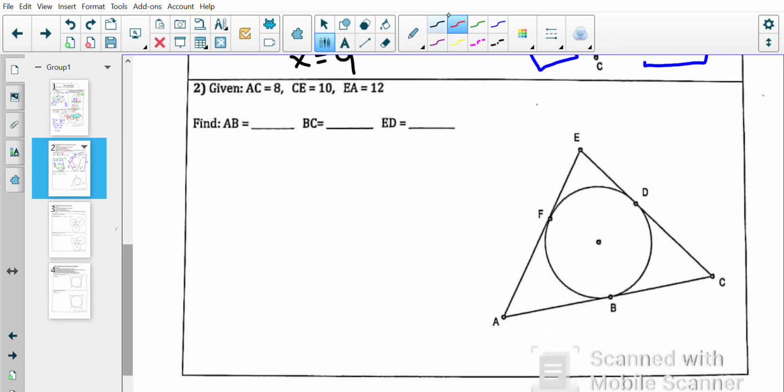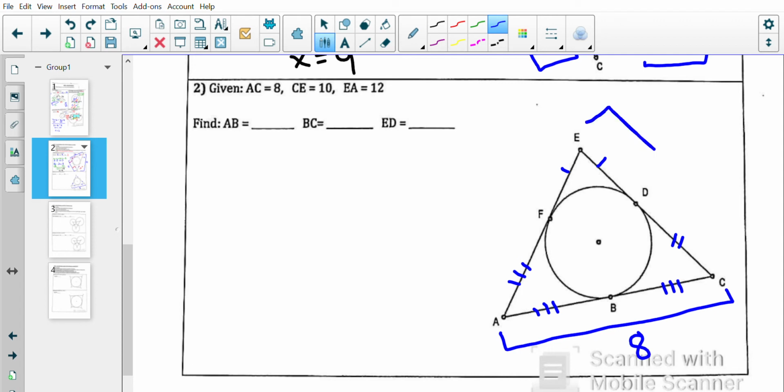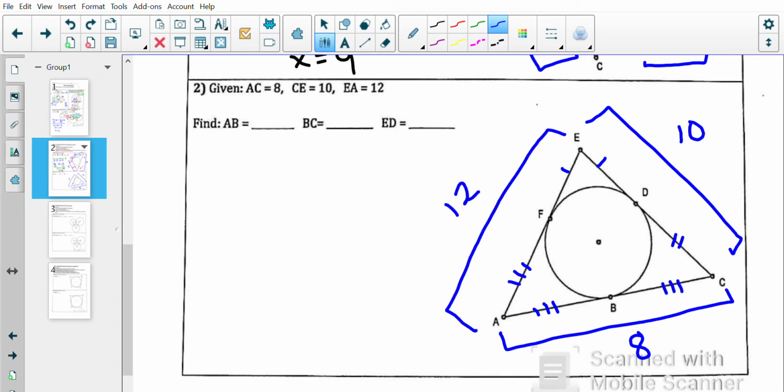All right, let's keep going. Let's do another one. So let's go ahead and label our information. We know we have a bunch of 2 tangent segments, so let's mark those congruent. So we know FE and ED are congruent. We know DC and CB are congruent. We know AB and AF are congruent. We know that A to C is 8. We know that C to E is 10, and that A to E is 12.